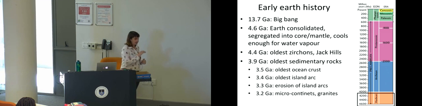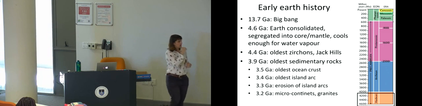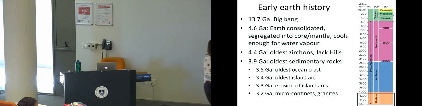So before that, we're just going to take one step backwards and look at this early history of the Earth. So around 13.7 billion years ago, we have the Big Bang and the formation of the solar system. And then we have a long period of kind of space history, where we have stars, and in these stars you have various nuclear processes and the formation of elements. And eventually, by around 4.6 billion years, we have a consolidated Earth.